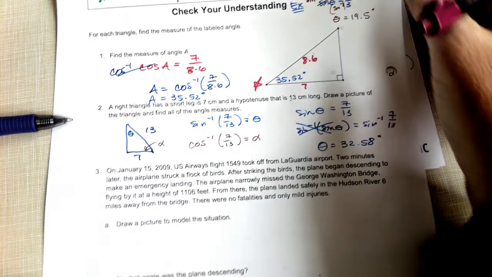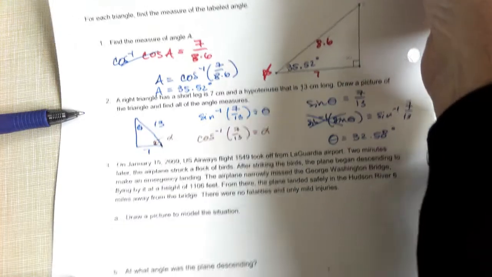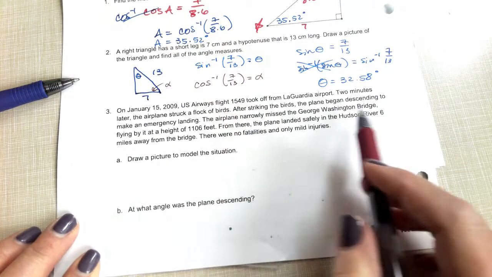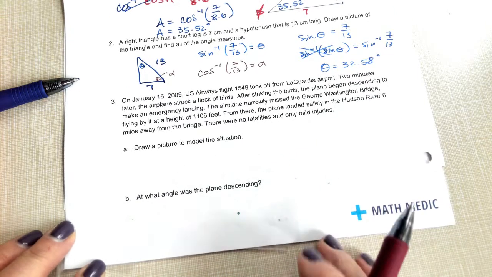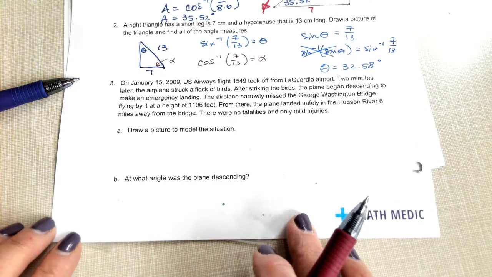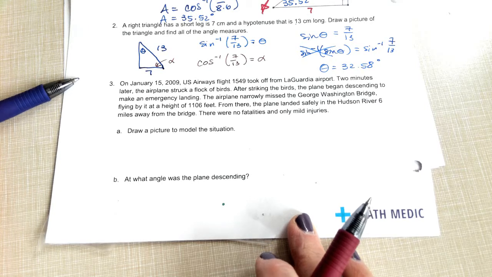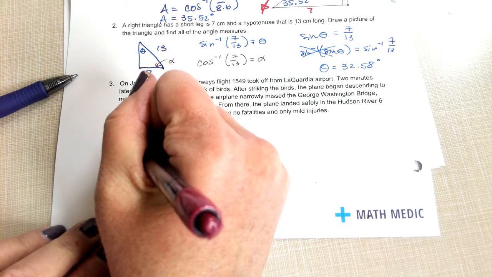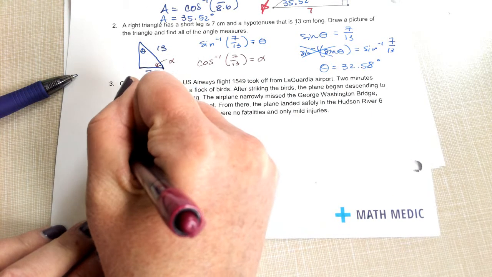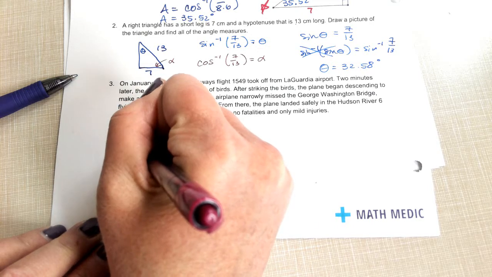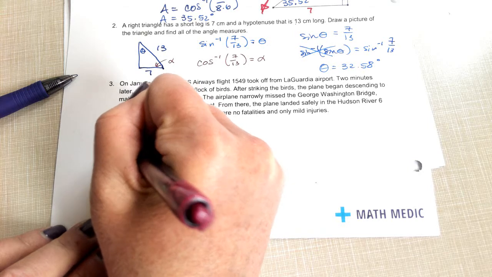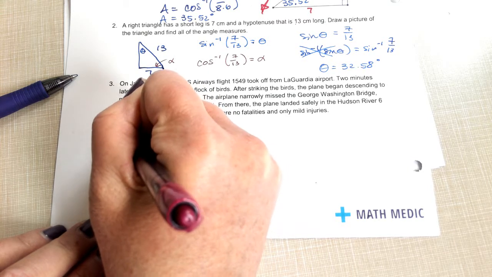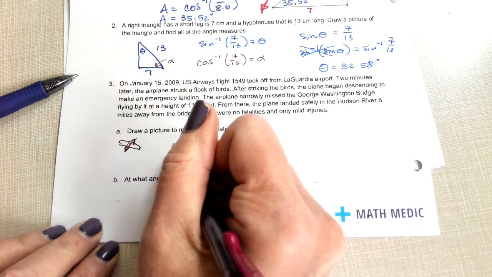All right, lastly, two minutes later, it struck the geese and narrowly missed the bridge. From there, the plane landed safely in the Hudson River, 6 miles away. There were no fatalities and only mild injuries. Okay, so I want you to understand this plane. I'm not the best at drawing a plane. We'll just make the body like this. Oh well, you get the idea.